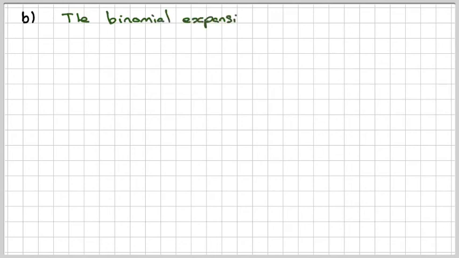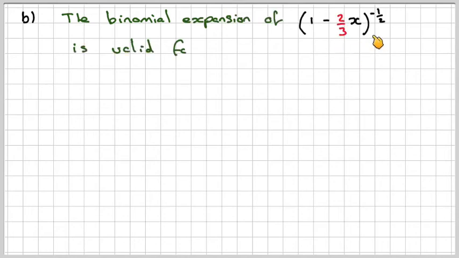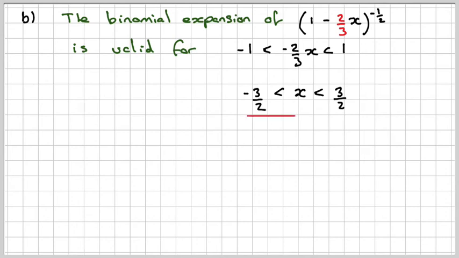Okay, so the binomial expansion of (1 minus 2/3 x) to the minus 1/2 will be valid for minus 2/3 x being between minus 1 and 1. If you take the 3 out, then divide by 2, that will make it positive, but it will reverse the inequality sign, and a similar thing here, and you'll end up that x has to be less than 3 over 2 and greater than minus 3 over 2.